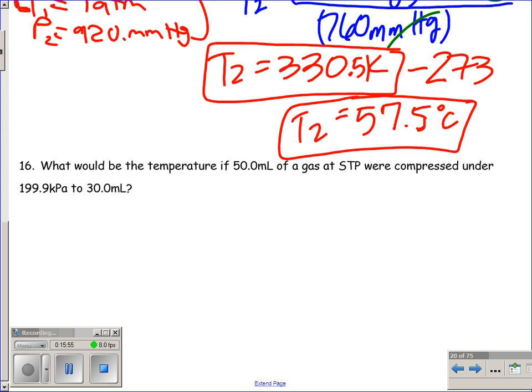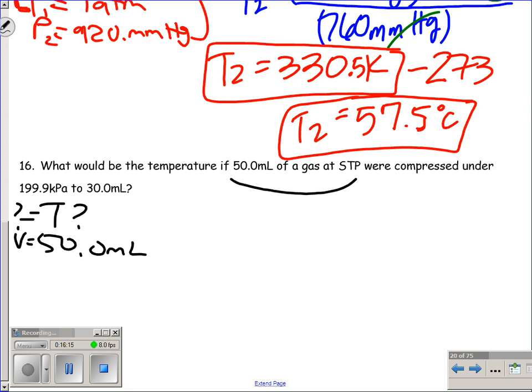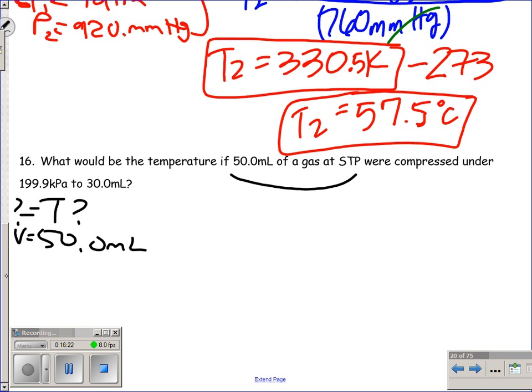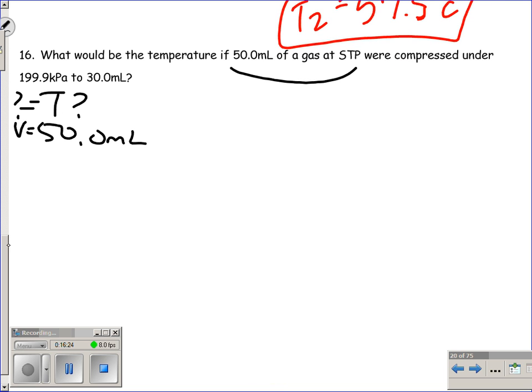What would be the temperature? Okay, so question: what would be the temperature if 50 milliliters, what is that, is the volume of a gas at STP? Okay, so is all this given together? Yeah, so that's all considered one scenario. Okay. So temperature and pressure are what?